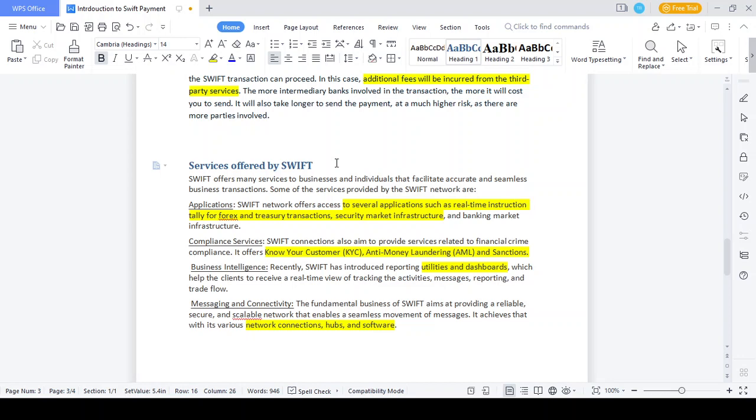The SIP network can connect to all the software, network connections, hubs, and all those things. Because of this, SIP is a very friendly network. It can offer various services to the bank.